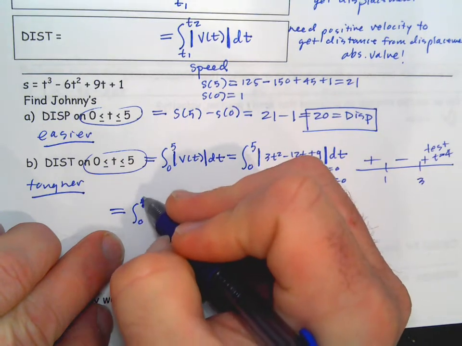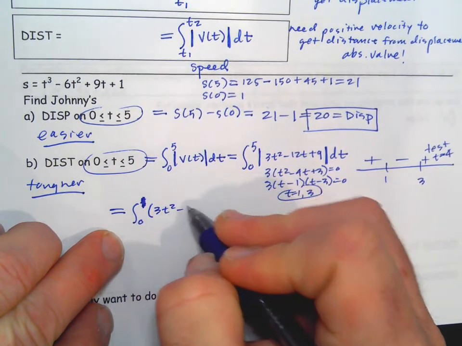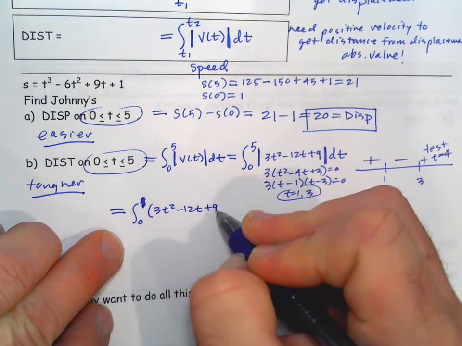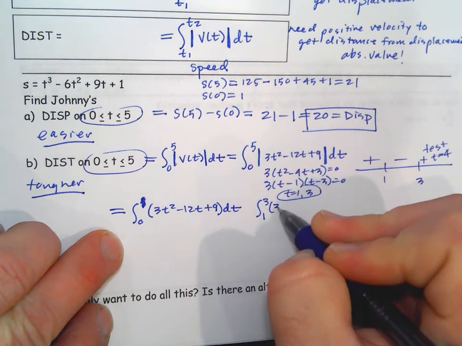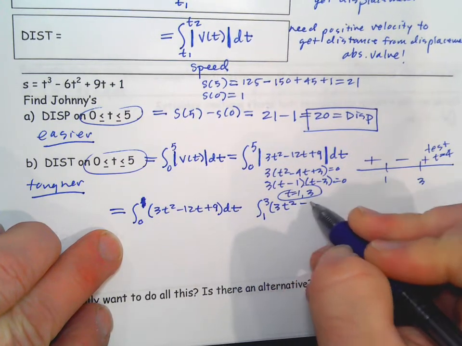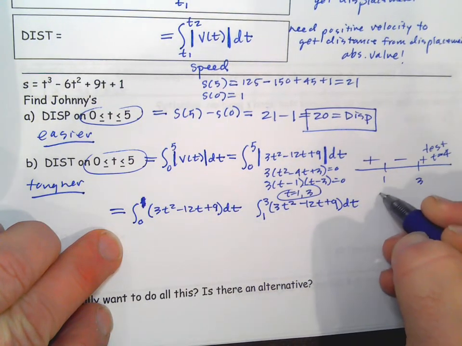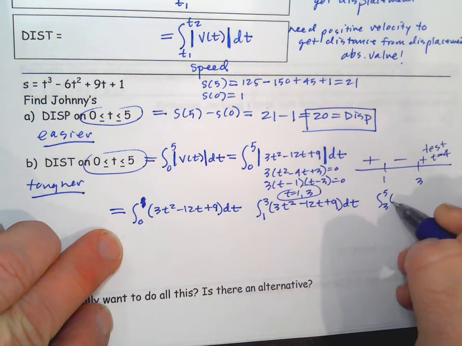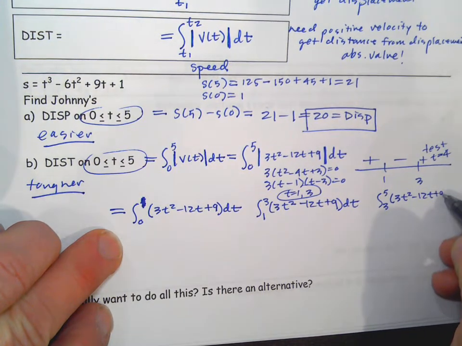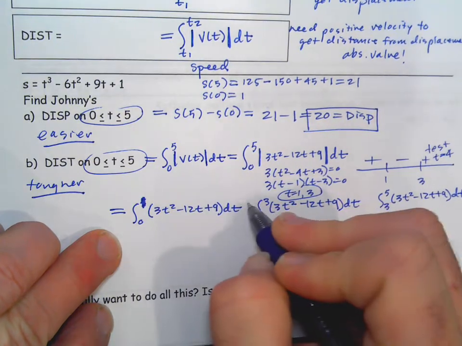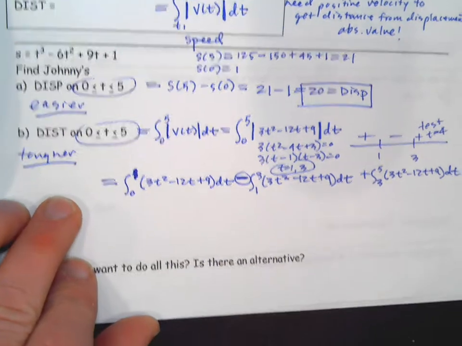0 to 1, drop the absolute values, 3t squared minus 12t plus 9. And then we're going to do 1 to 3, drop the absolute values, 3t squared minus 12t plus 9. And then 3 to 5, drop the absolute values, put parentheses still, 3t squared minus 12t plus 9. The negative part's got to be fixed, so this needs an extra negative. Otherwise, if they're positive already, we just add them.